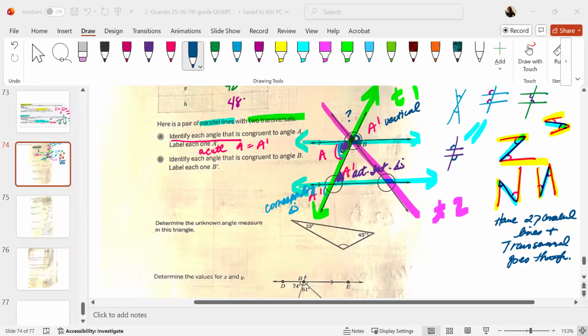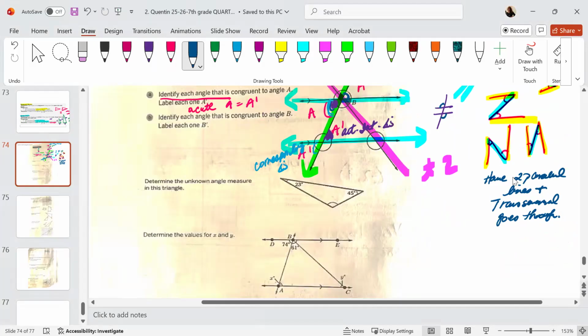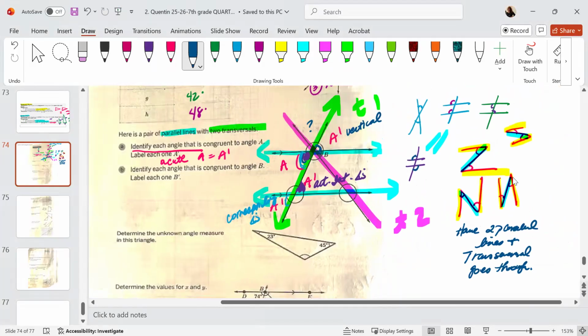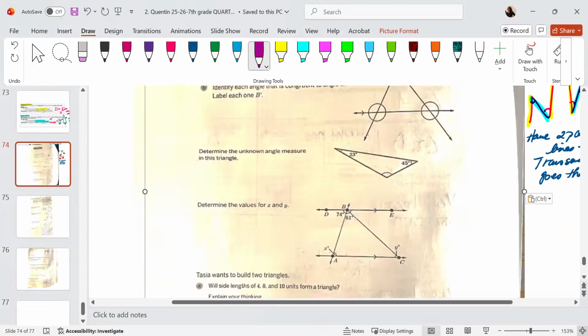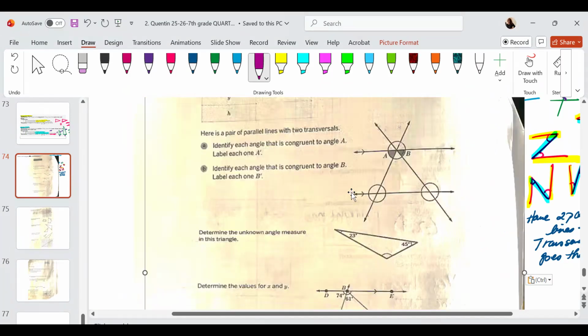Identify each angle that's congruent to angle B, correct? Yes? Yeah. Okay, so I'm going to take another picture of this so we can do it on a separate page.